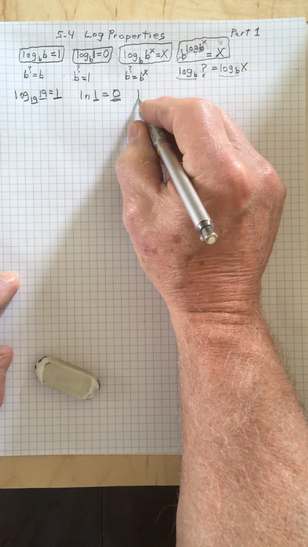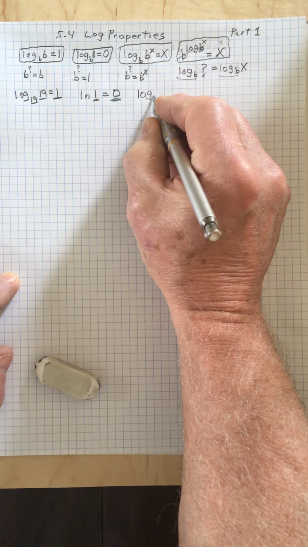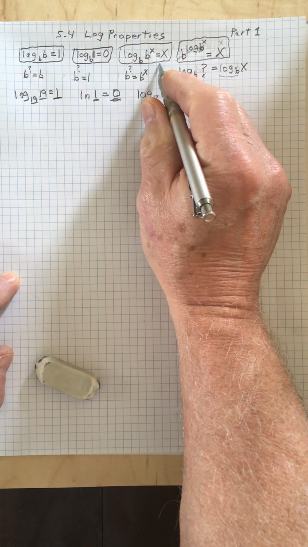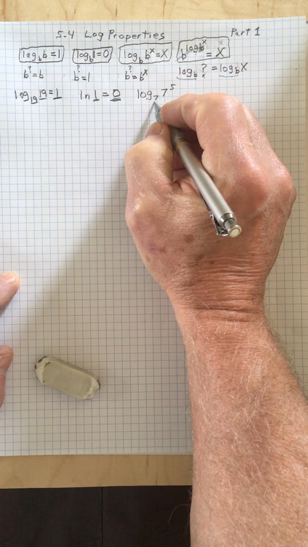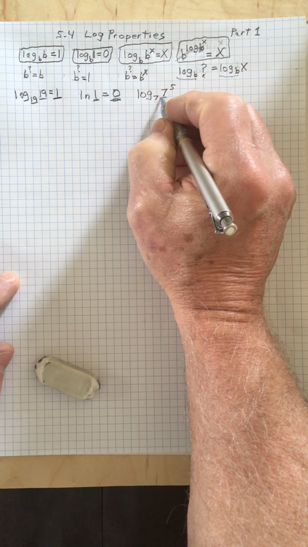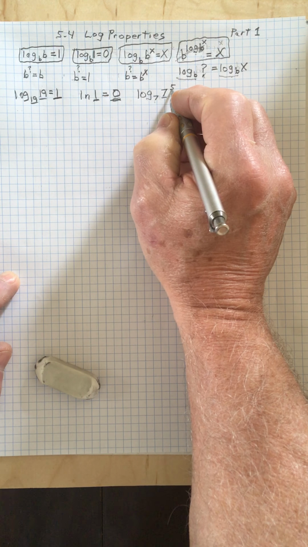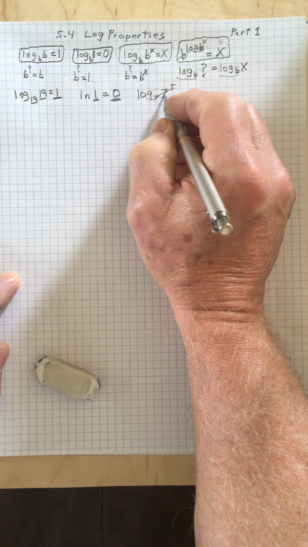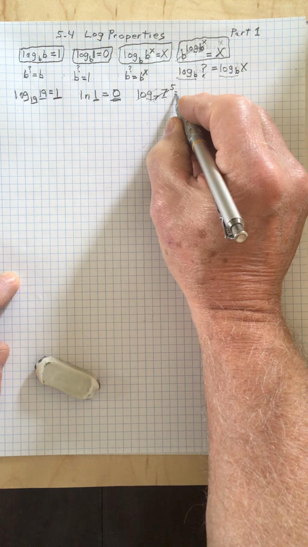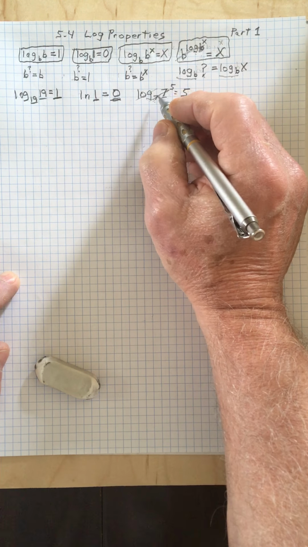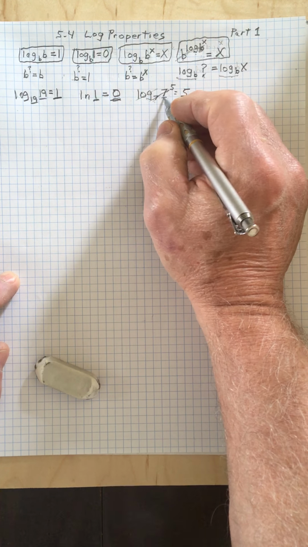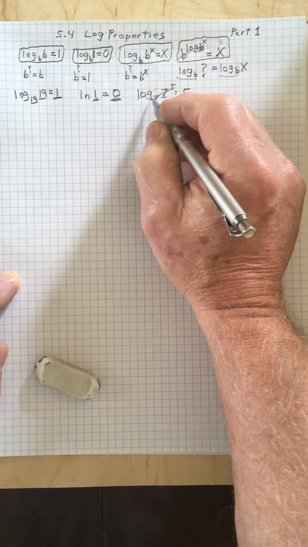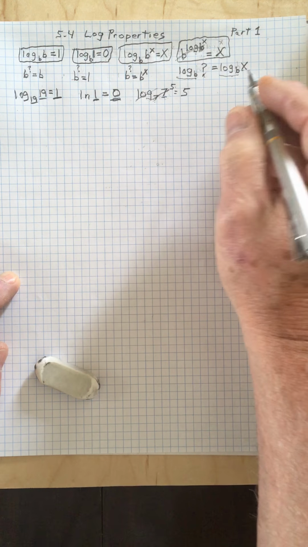How about this one? This is an example of this one. When the base of the log and the base of the number match, and it's raised to an exponent, then think of the log and the bases canceling. So this is just going to be 5. Again, this is a base right here. It's 7 raised to a power. This is the log base 7 of this. So the bases cancel and the log goes away.